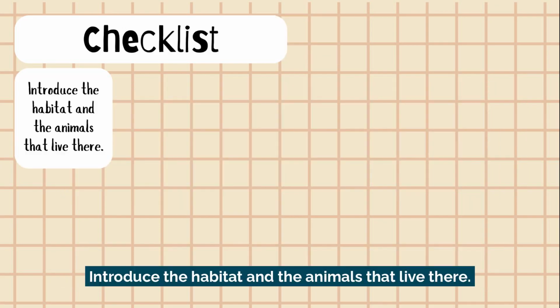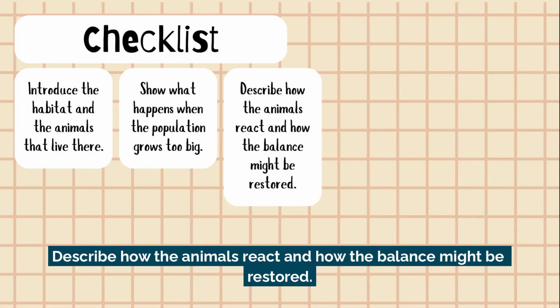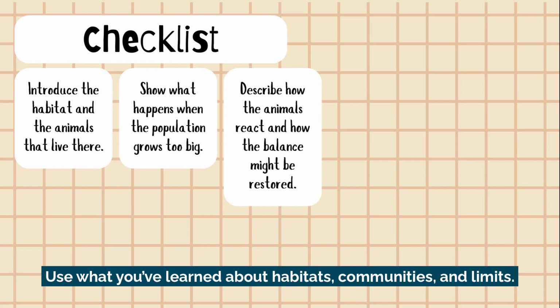In your story, introduce the habitat and the animals that live there. Show what happens when the population grows too big. Describe how the animals react and how the balance might be restored. Be creative and realistic. Use what you've learned about habitats, communities, and limits.